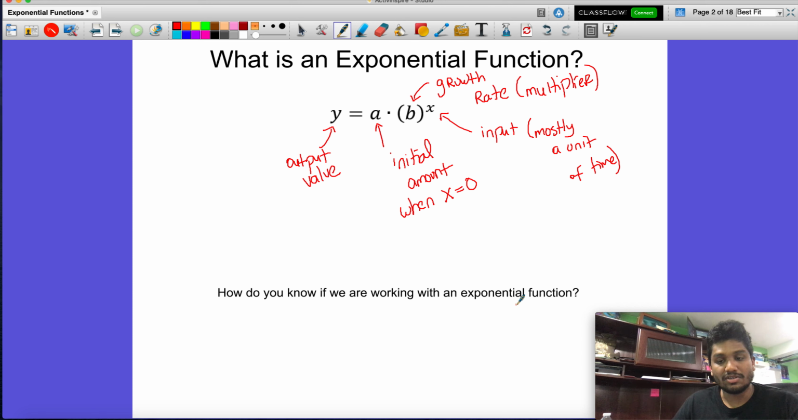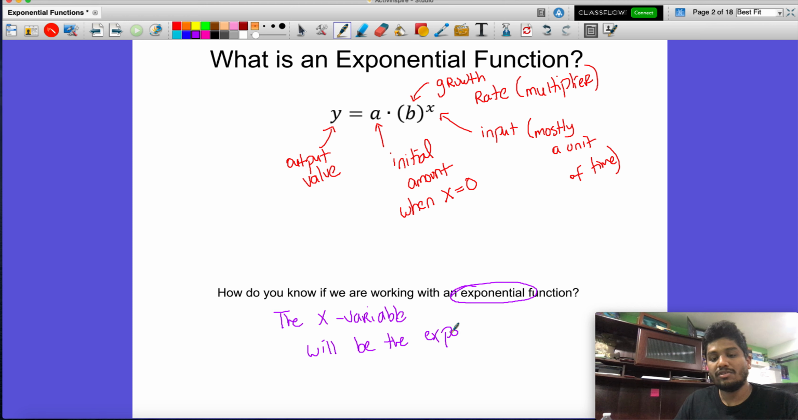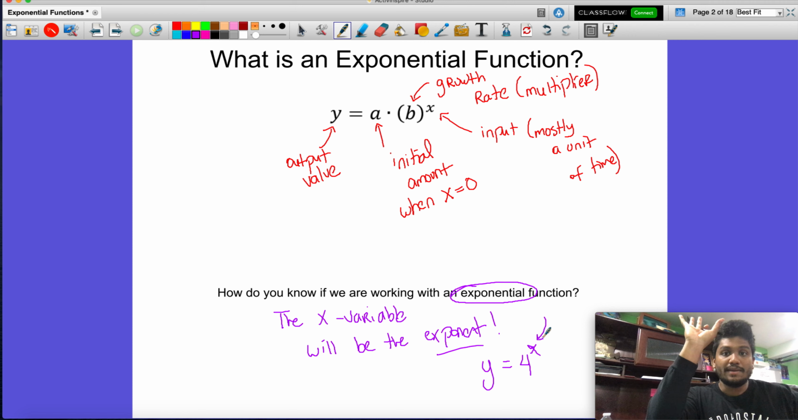And then a good question that I always get is, how do you know if you're working with an exponential function and not something like a linear function, which most people spend a lot of time on? Well, you know that because the x value or variable will be the exponent. And that's really all there is to it. Right? So when I have y equals, let's just make up something, y equals 4 to the x, you'll see there that the x is in that little tiny exponent space above the 4, and that's how you know it's an exponent. It's an exponential function because literally the x will be the exponent.